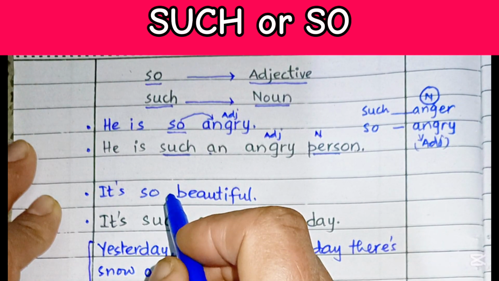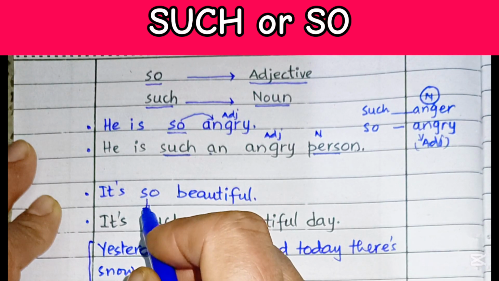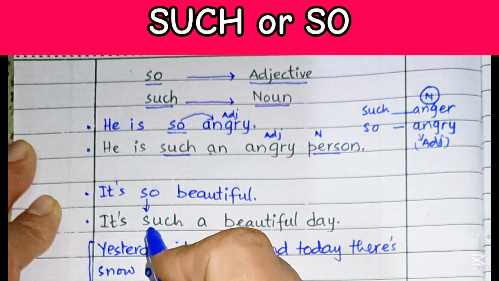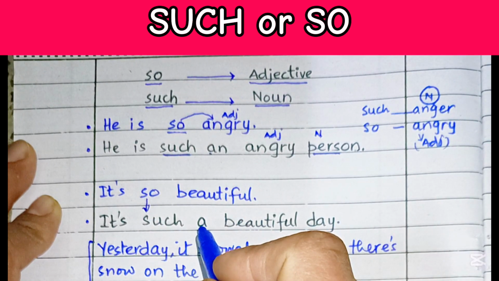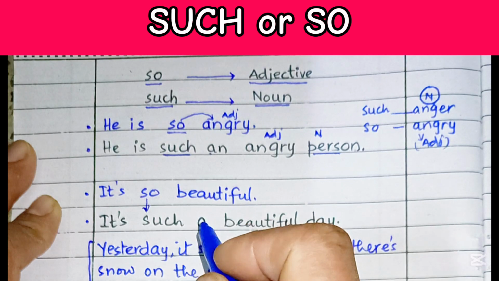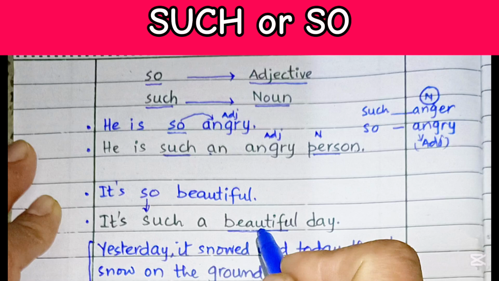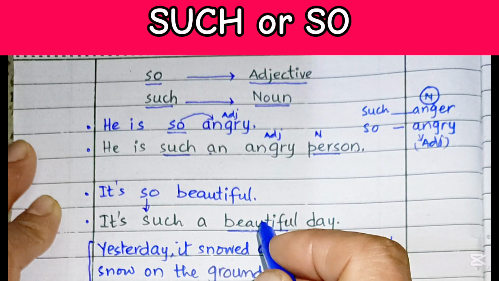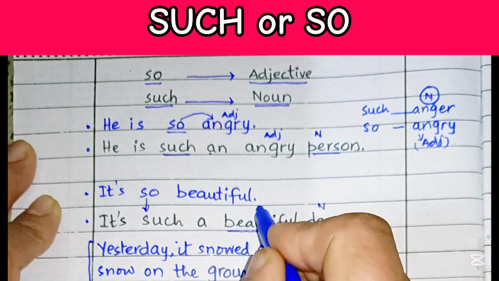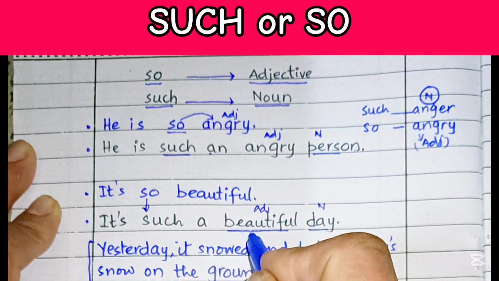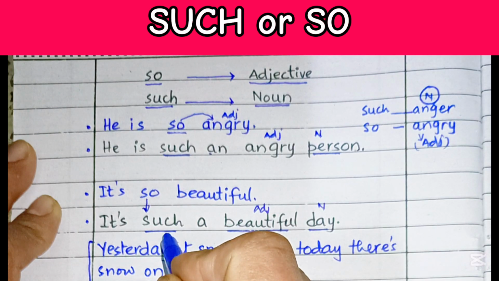If we change it to such, it's such a beautiful day. It's such a beautiful day. We can see that beautiful is an adjective over here, and then a noun, day. This is a noun, this is an adjective. So here is an adjective before that noun, but we have to put such in this case.